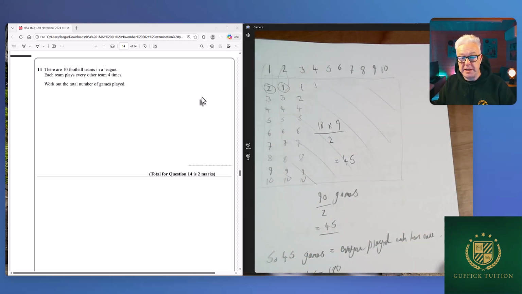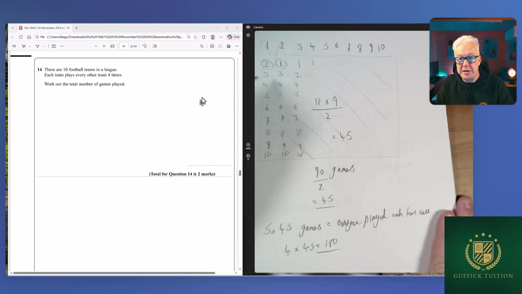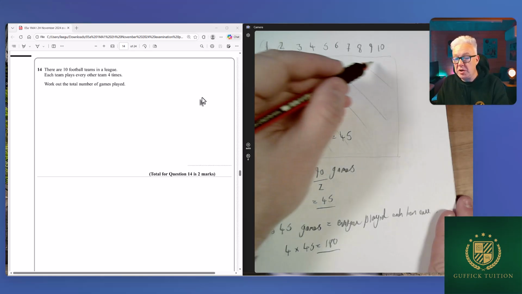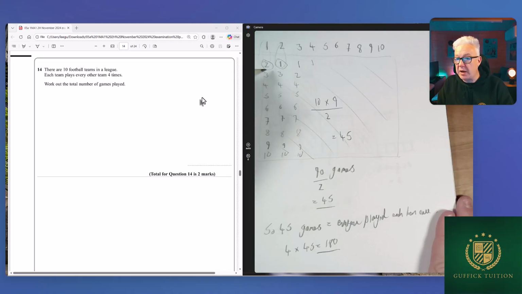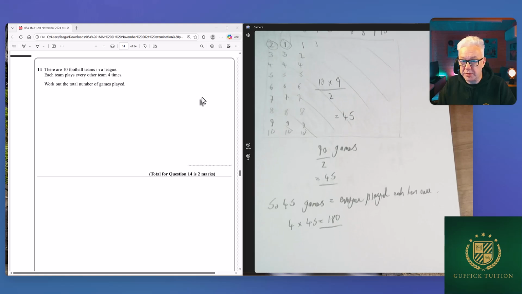So in its simplest sense, that's how you can think about it. There is higher maths behind this. It is basically 10 choose 2, which is going to be 10 times 9 over 2 factorial, but don't worry about that. All we need to know is that everyone plays 9 matches, but when you do this, all the matches have been counted twice, so you've got to halve it. So there's 45 games played for everybody to play everybody else once.